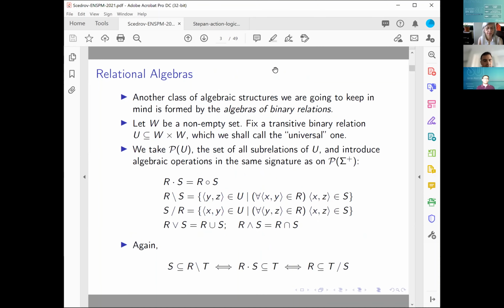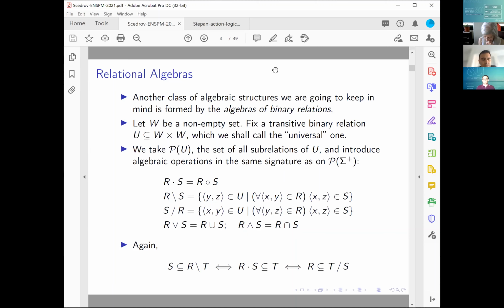Another example I want to look at is relational algebras. So let's look at algebras of binary relations. This time I'll take a non-empty set W, fix a transitive, for some technical reasons, transitive binary relation U, which we'll call universal. And now if we look at all the sub relations of U, there are very similar algebraic operations, okay? So at this time, multiplication is just simply composition of relations. Left division, we discussed last time. So this time, let's do right division.